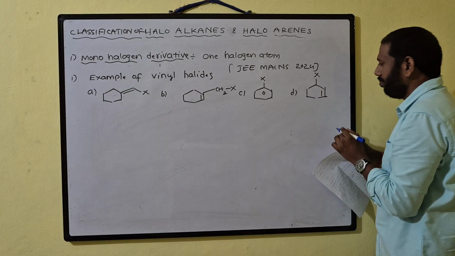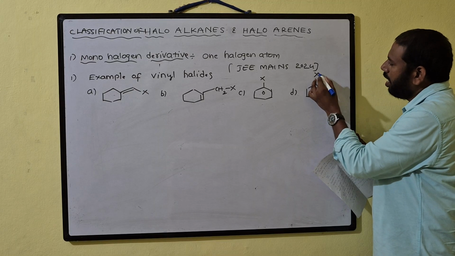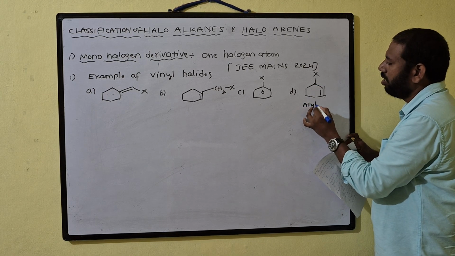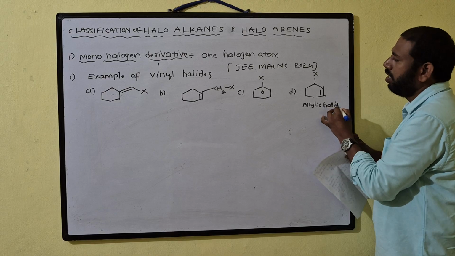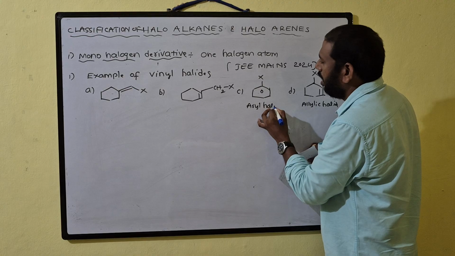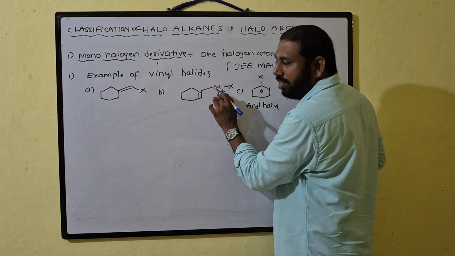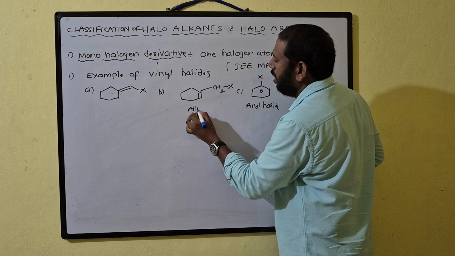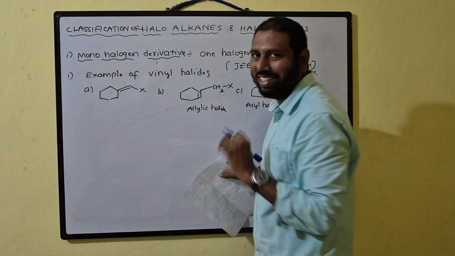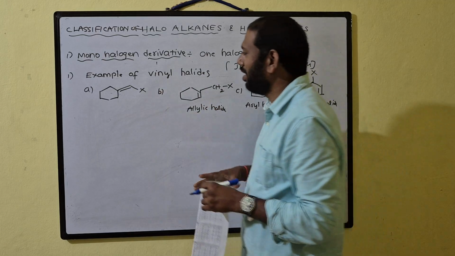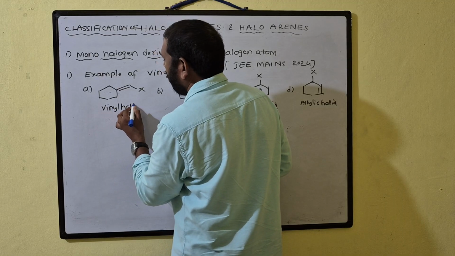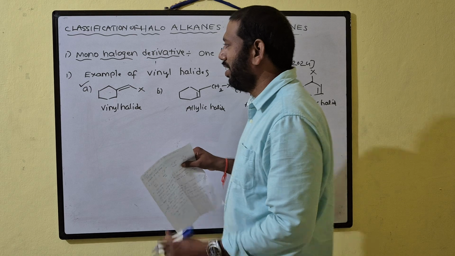Now let's check the options, starting with option D. Here the halogen is directly attached to an allylic carbon, so it is an allylic halide. Here the halogen is directly attached to a benzene ring, so it is an aryl halide. Here the halogen is again directly attached to an allylic carbon, so it is an allylic halide. Here the halogen is directly attached to a double bonded carbon. It is a vinyl halide. The correct answer is A. Next, coming to the second question.